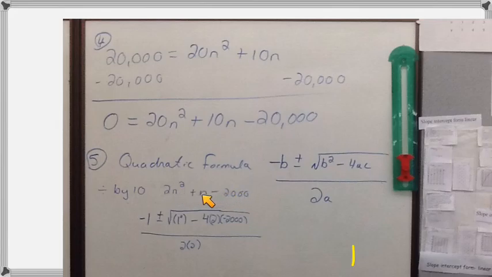Okay, so now b is 1, so the opposite of 1, plus or minus the square root of 1 squared minus 4 times a, which is 2, times c, which is negative 2,000, all over 2 times a, and a is 2, so 2 times 2.